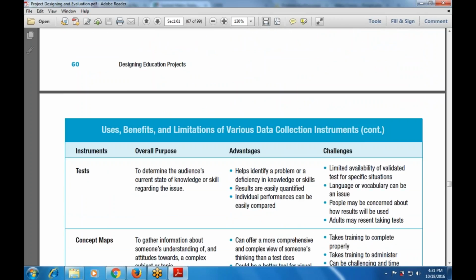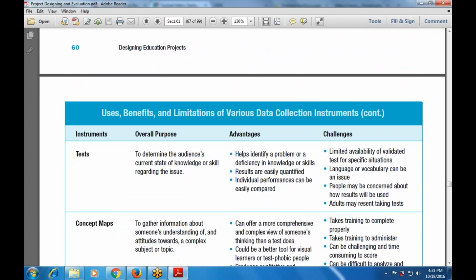Then next is a test. What is the main purpose of the test? To determine the audience's current state of knowledge or skill regarding the issue. So we are testing the audience's current state of knowledge or skills regarding the issue. What is the main issue? What is the main skill or knowledge about this?